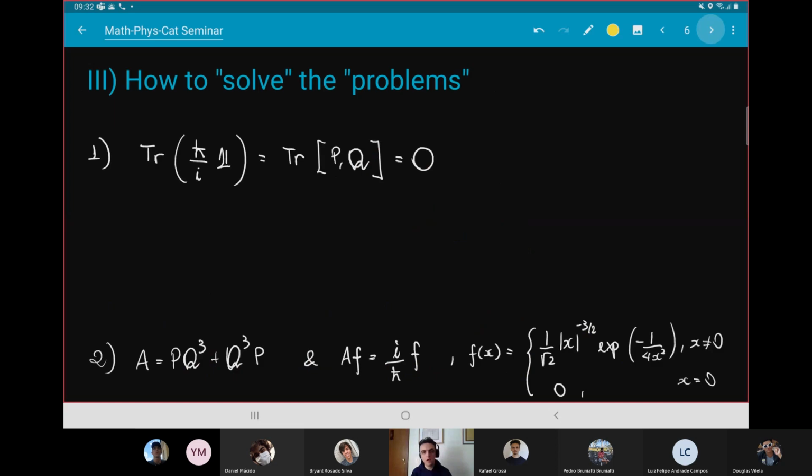Okay, so now how to solve the problems with all of these tools that I've talked about. We can at least see where each of the problems I've shown goes bad. The first problem was that we were taking a trace of something that does not vanish, and we were saying that it was equal to something whose trace is equal to 0. So we had a little problem over here.